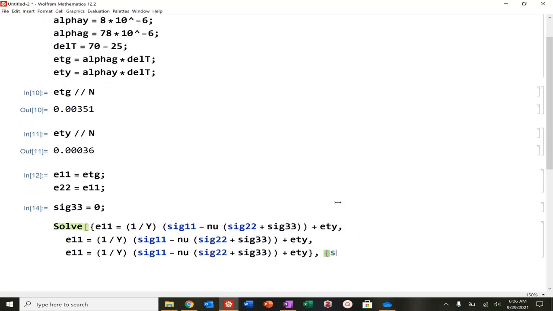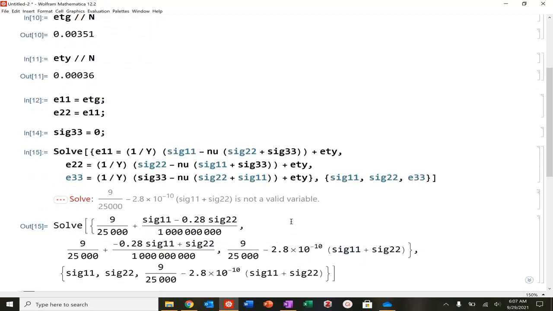I'm going to solve for my SIG11, my SIG22, my E33. I need to change this to 22, this to 22, this to 11. This should be 11, this should be 33, this should be 33. And I'm going to solve. Oops, let's solve this numerically.